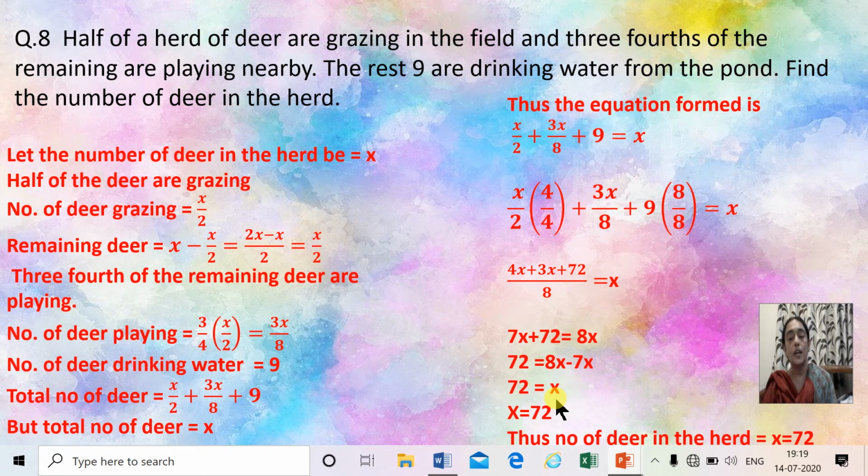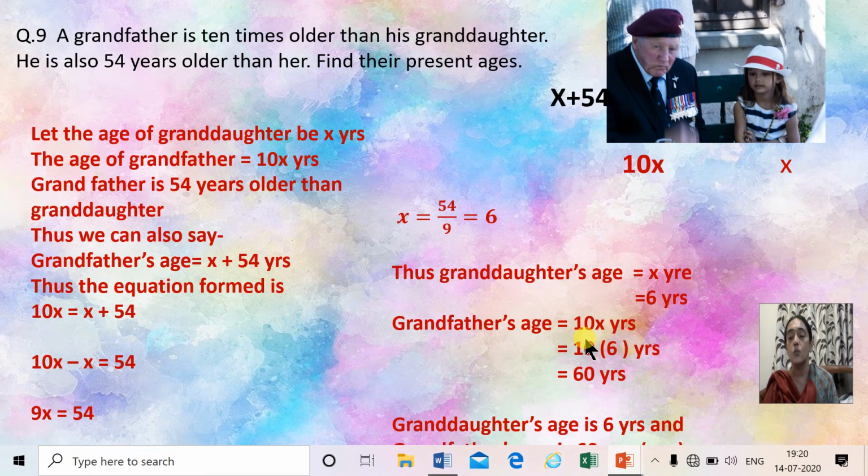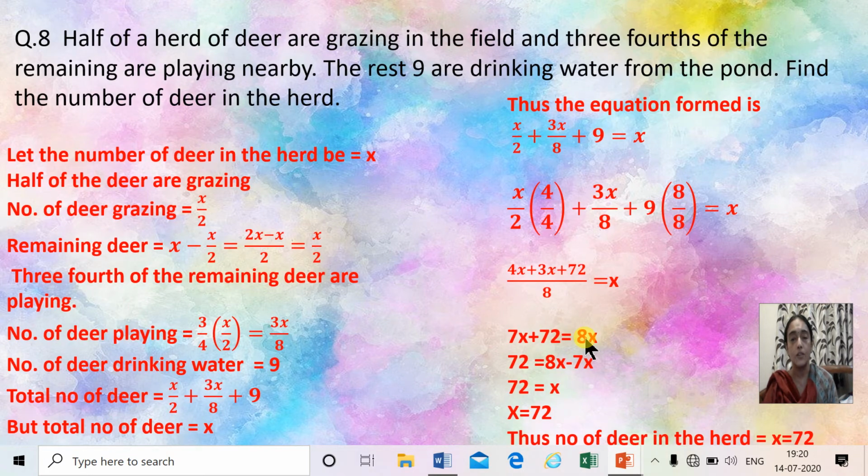So thus the number of deer in the herd is equal to x, which is equal to 72, and that is the answer. So children, you give a pause to the video, write down the answer of this question in your classwork book, and you see that you do your work regularly. Whenever the video is posted, take out some time and write down. Is it clear? Now we will continue in part 13, question number 9 and 10.